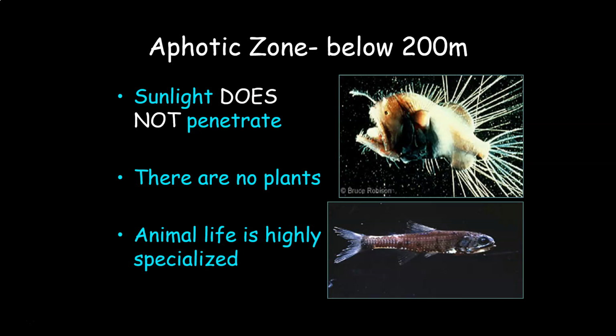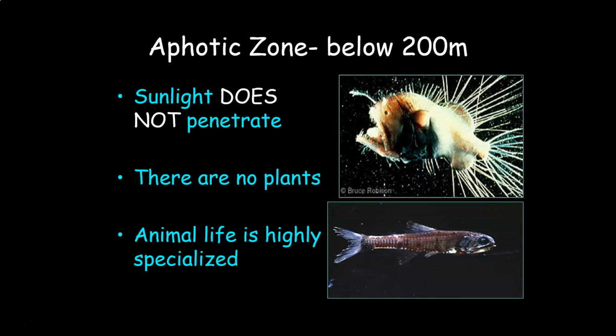We get below that to the aphotic zone, and again, if you've seen Finding Nemo, you've seen that really crazy anglerfish in that picture. This we're talking about below about 200 meters, and the sunlight doesn't make it here. So there are no plants. All of the organisms down here are dependent on the raining down of nutrients from things that are decaying and dying in the photic zone.